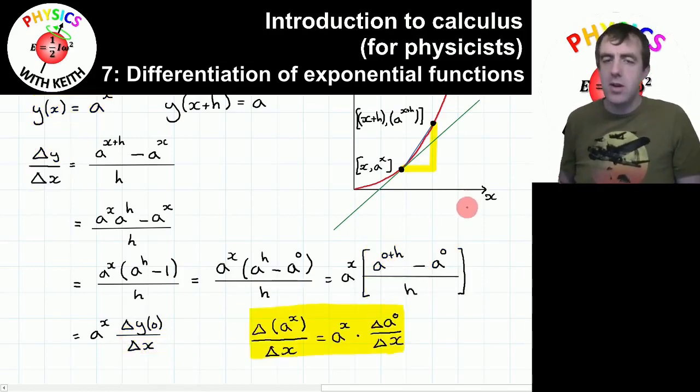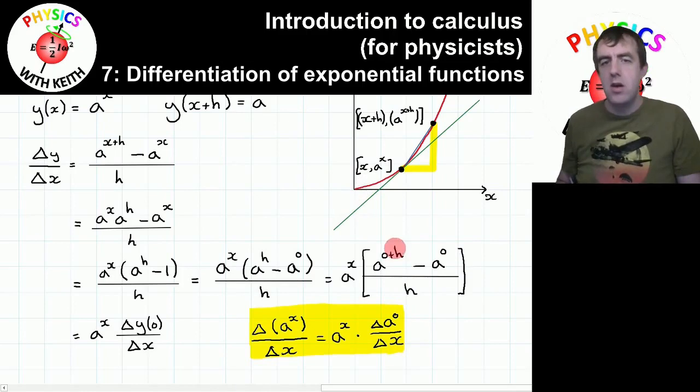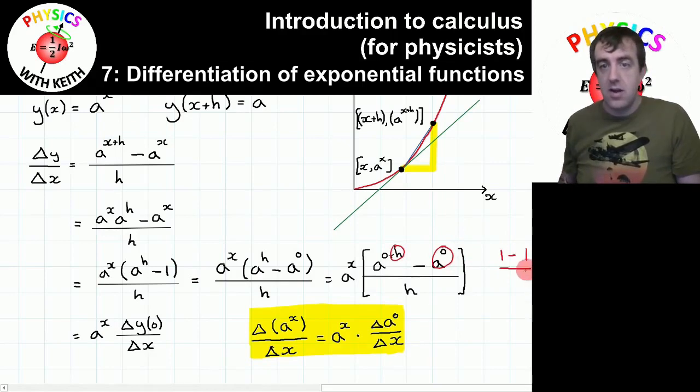Now, at this point, my simple physicist's brain is looking at this expression, and it's saying, well, h is approaching 0. h is getting smaller and smaller. So let's just set h to 0 and see what happens. If h is 0 here, we end up with a to the power of 0, which is 1. And we've got a to the 0 plus 0, so that's still just 1. And those two are subtracted. And that's divided by something that's getting closer and closer to 0. So we end up with 0 divided by 0.